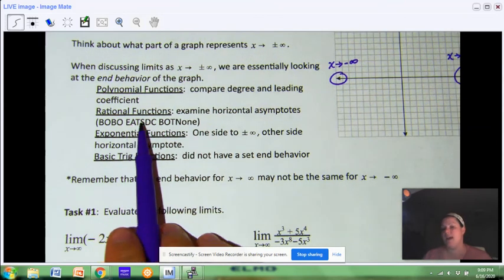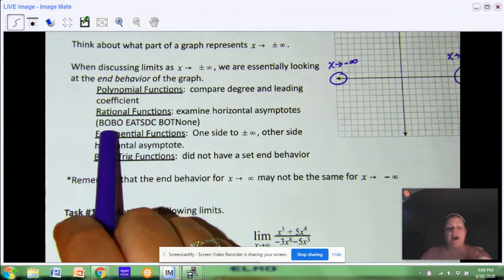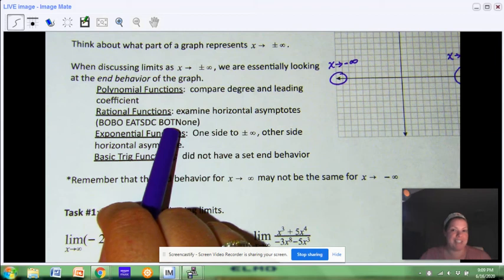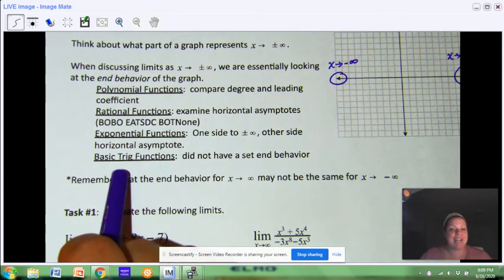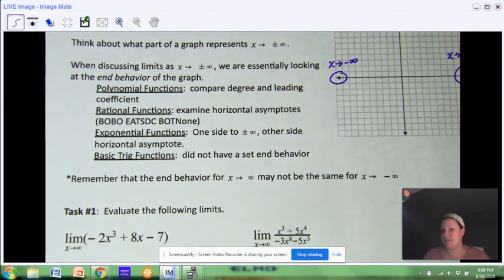For rational functions, you're basically looking at horizontal asymptotes. Those were the most common types of end behaviors you saw with rational functions. And we have this wonderful mnemonic device that you may not have seen before. It's BOBO, eats DC, bot none. I'll go over what that means in a couple of examples. You have exponential functions. With exponential functions, one side had a horizontal asymptote, the other side went up either to positive infinity or down to negative infinity, depending on the structure of your equation. So you had one horizontal asymptote and one infinite end behavior to work with.